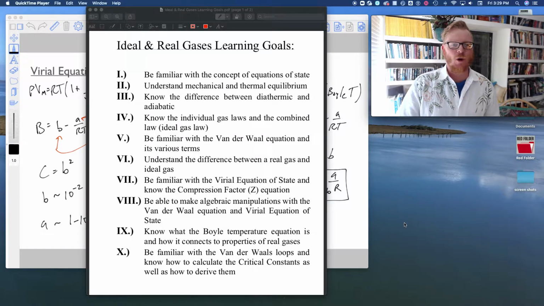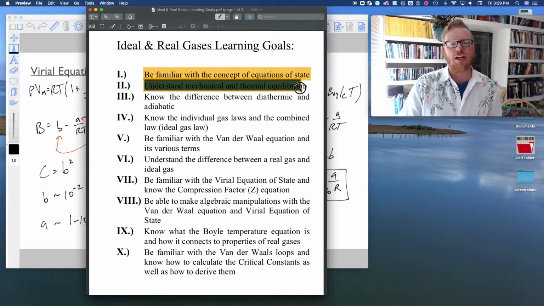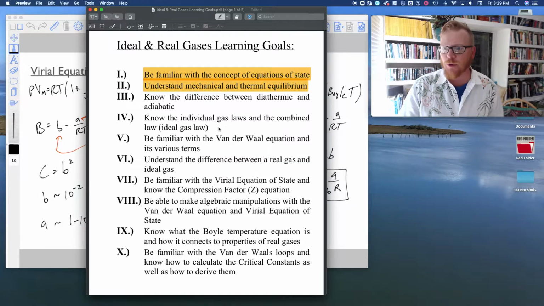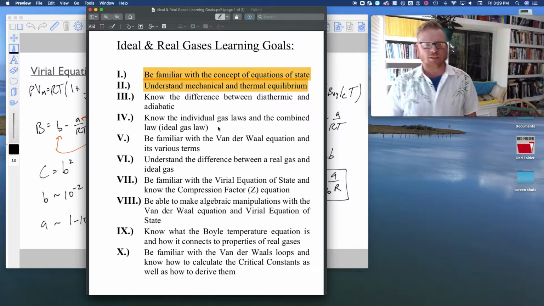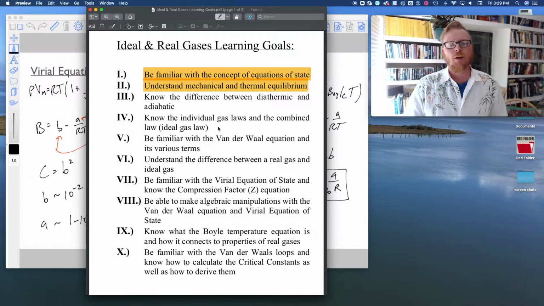Okay, so learning goal number one. Be familiar with the concept of equations of state. I talked about that at the very beginning of lecture one. And also with that, a general understanding of mechanical and thermal equilibrium. Don't overthink it, just that simple zeroth law of thermodynamics.